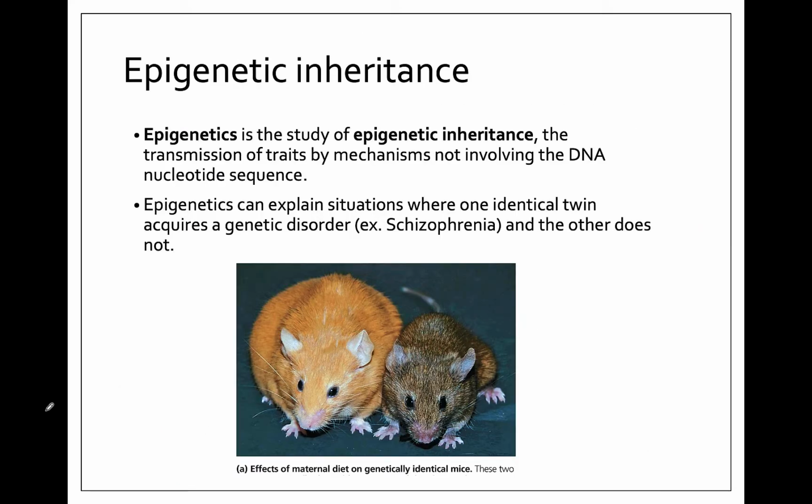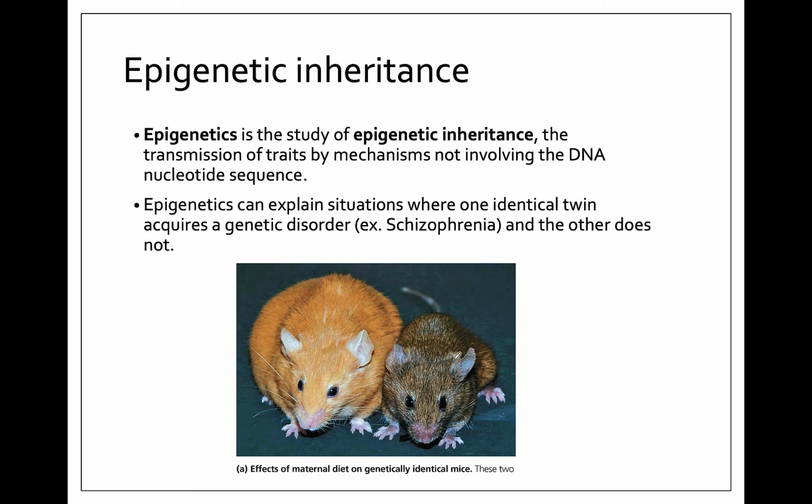This is typically called epigenetics. So epigenetics is the transmission of traits by mechanisms not involving the DNA nucleotide sequence. So what we just did, adding methyl groups or acetyl groups, those didn't change the DNA, the A's, the G's, the T's, and the C's. All it did was make it either tight or loose, and it changes which genes get expressed.